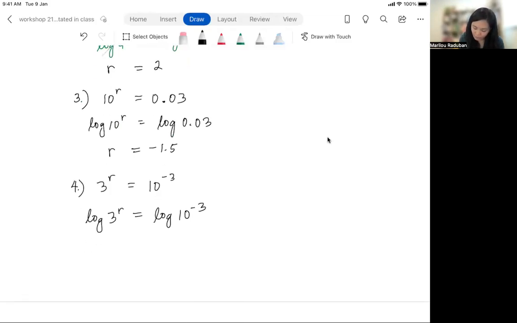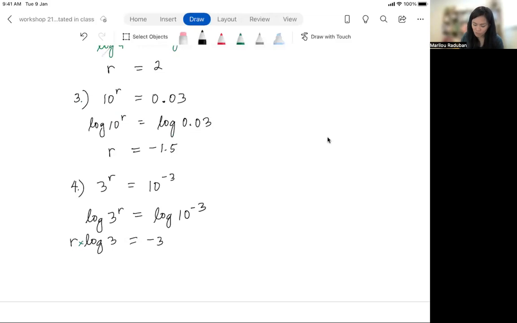So on the left side, you have log of 3 exponent r. The base is not 10, and so the log will not just cancel out the base 3. You have to apply the rule once again, so you have r times log 3. That's a times: r times log 3. And on the right side, you now have the log of base 10, so the log can just cancel out that base 10. So you have a negative 3 on the right side.